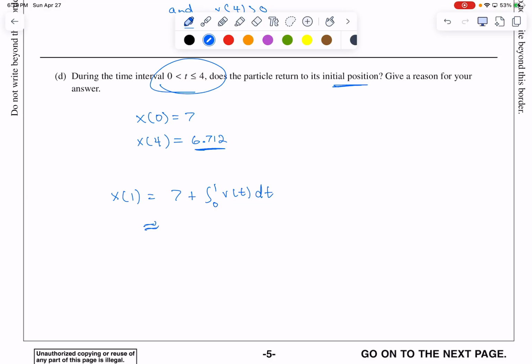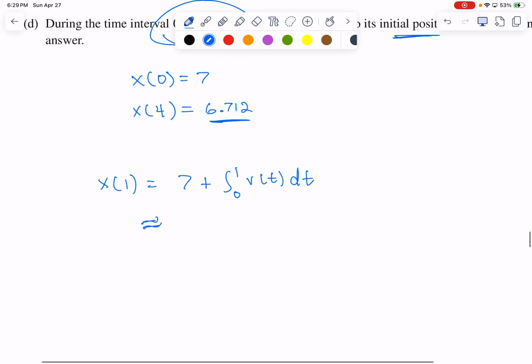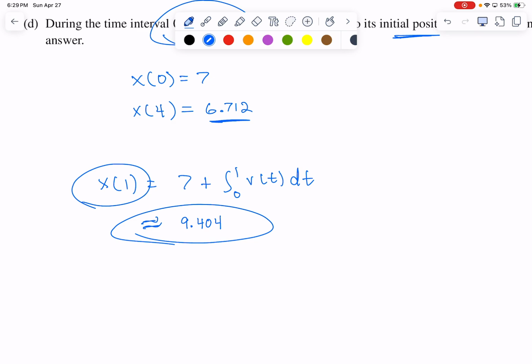And tell me what it equals. It's going to be approximately, because it's a decimal again. I just need 3 decimals. What you got? 9.404. Yep, 9.404. Is that correct? Yep. So we know at 1 second it gets to 9.404.